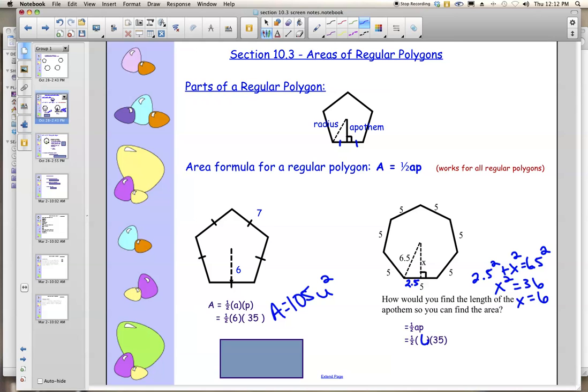In this case, we would take our apothem length of 6, stick it into our formula, and we would do 1/2 times 6 times 35. What do you know? The area of this one is also 105 square units.